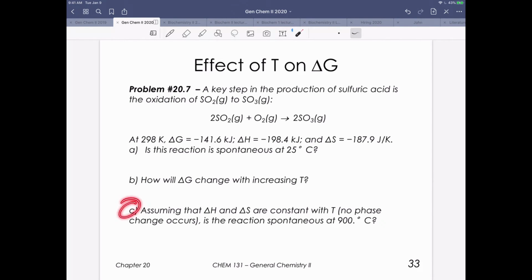And if we assume that enthalpy and entropy are constant with temperature, that means that there's actually not a phase change occurring in this process. Is the reaction spontaneous if we heat it all the way up to 900 degrees C? So try pausing the video and seeing if you could work through the answers to these questions.